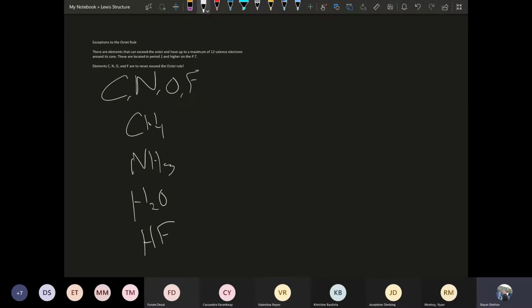Now, as we move on into the exceptions to the octet rule, there are a few that we have to look at. You don't always have to exceed the octet rule. In fact, some elements don't. A good example would be BF3, and we're looking at boron specifically. Boron has 3 valence electrons, and then you have the 7 times 3 here. That's a total of 24 valence electrons in that compound. But boron is the one we're really focused on. Boron is your central atom, and it has 3 dots around it.